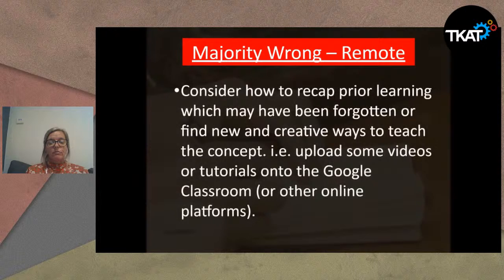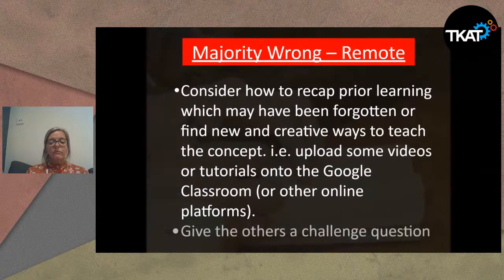And they could even create their own diagnostic questions. And again, for remote learning, if the majority get your multiple choice questions wrong, well, you will need to consider how to recap prior learning, which may have been forgotten, or find new and creative ways to teach the concept. So upload some videos or tutorials onto the Google Classroom, and then re-quiz after that. And the few that might get it right, just give a challenge question to those to stretch.